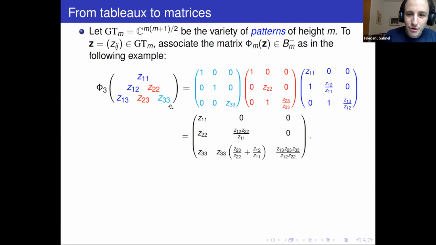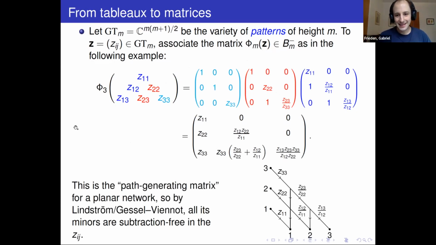For the second and third rows, we do almost the same thing, except that we use a truncated version where we put just ones on the diagonal corresponding to the part where there couldn't have been any ones in the second row and there couldn't have been any ones and twos in the third row. Okay, so this is the matrix that we associate to a tableau.